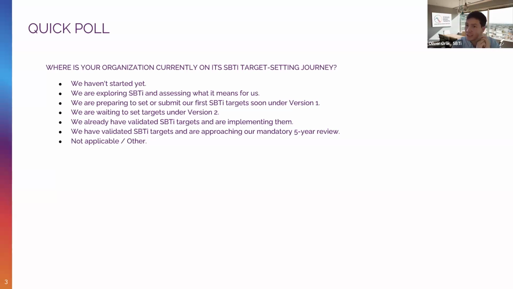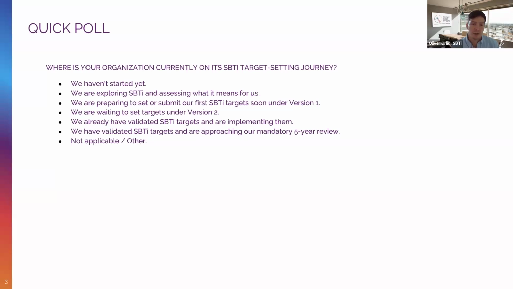Great. So I can see the poll responses. I don't know if everyone else can, but it looks like we've got a large proportion of organizations who haven't started yet or are looking to understand what SBTi is and assessing what targets mean for them. And then 15% of you have already validated targets, and 13% have validated and approaching the mandatory 5-year review. So we've got a real split on the audience.